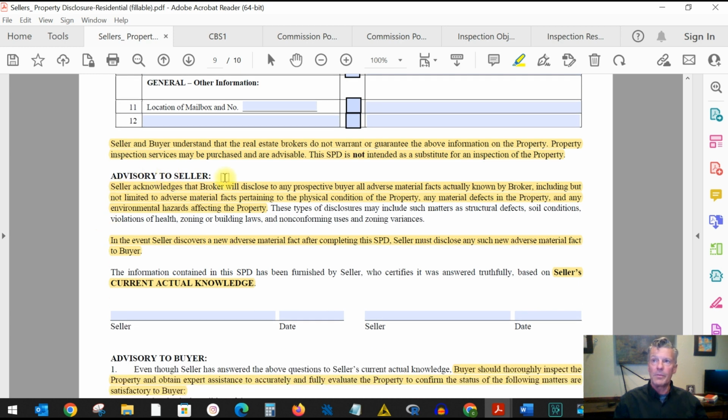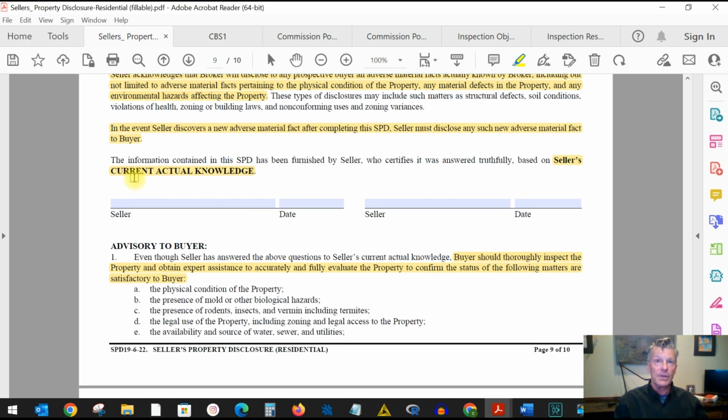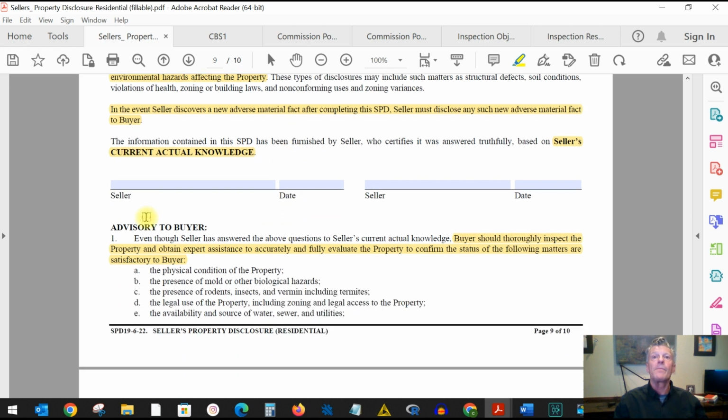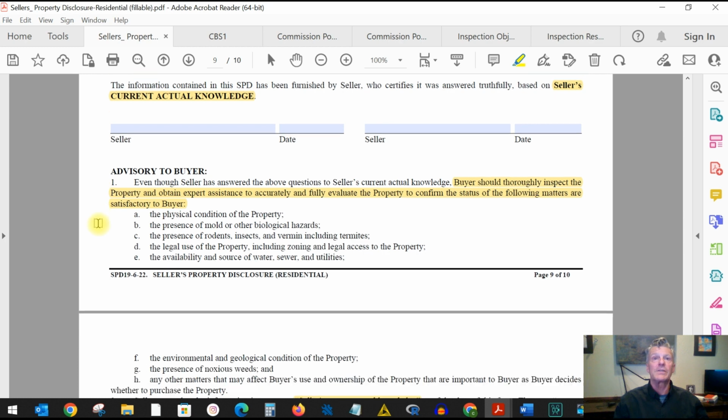They advise the seller to be truthful and honest and give full disclosure based on their current actual knowledge. In other words, if they've never been in the attic and there's some sort of water-based fungus growing in the attic, they can't disclose it if they don't know because they never went up there. Thus, you did your inspection.